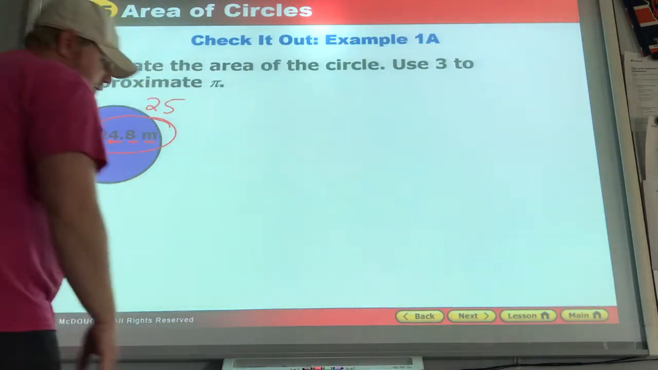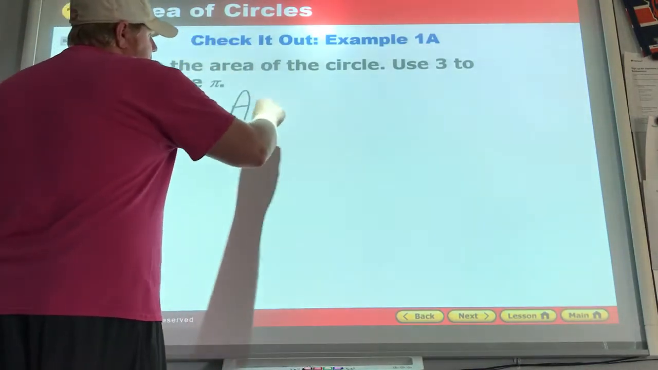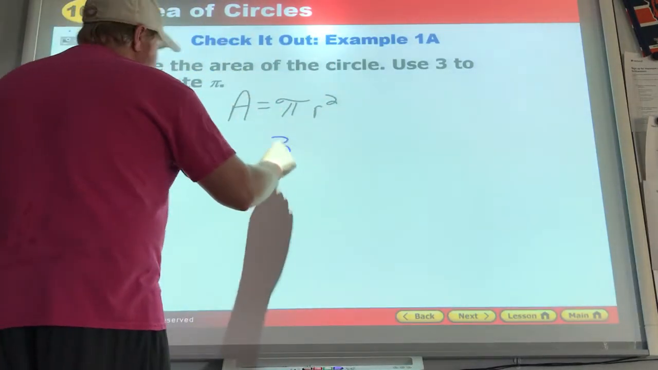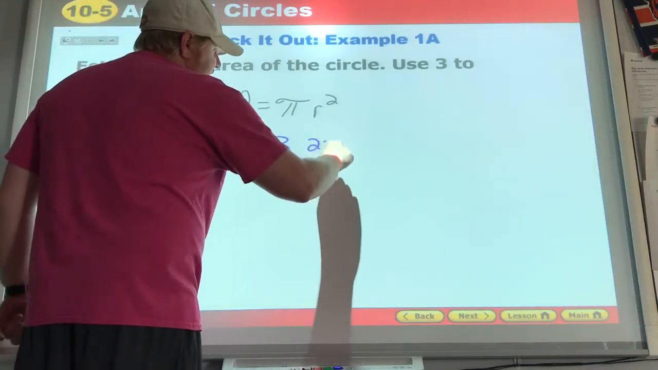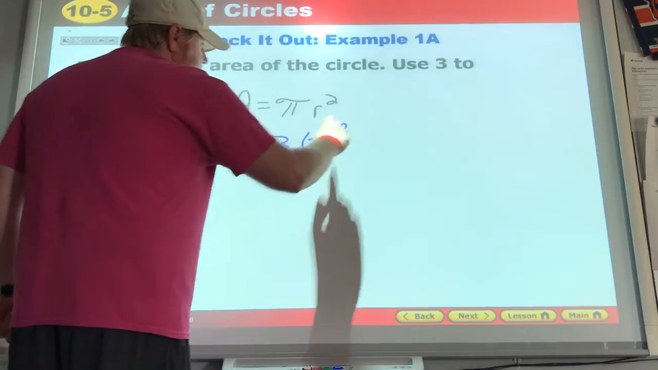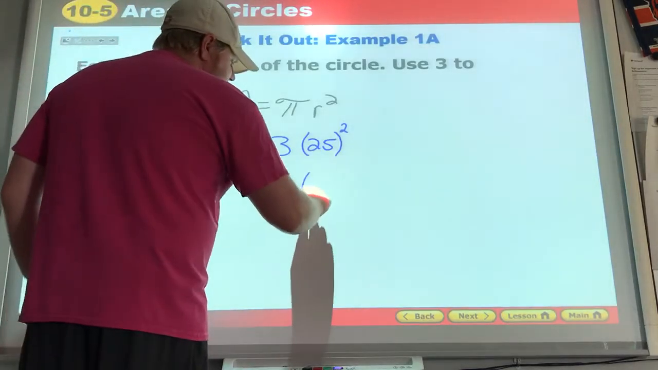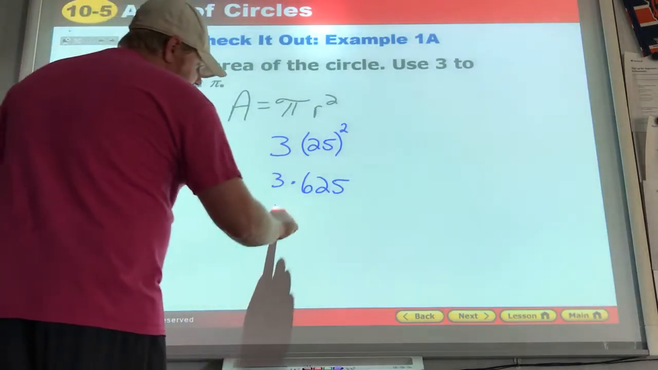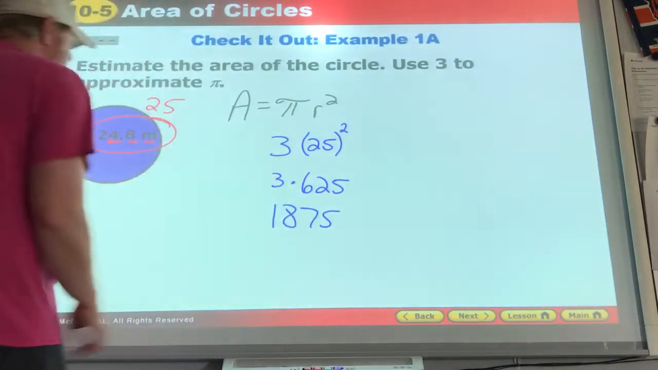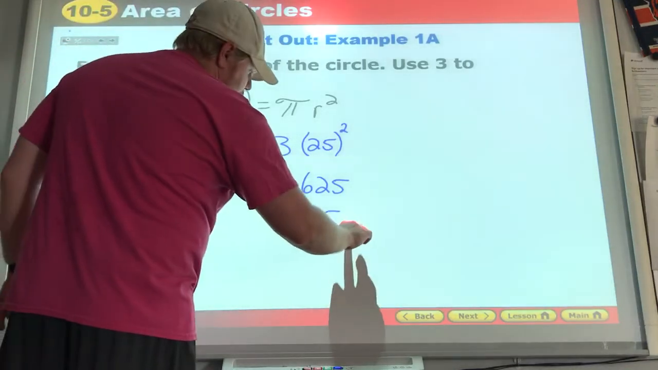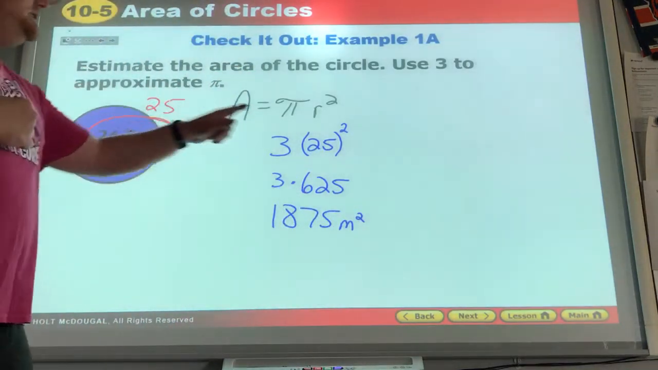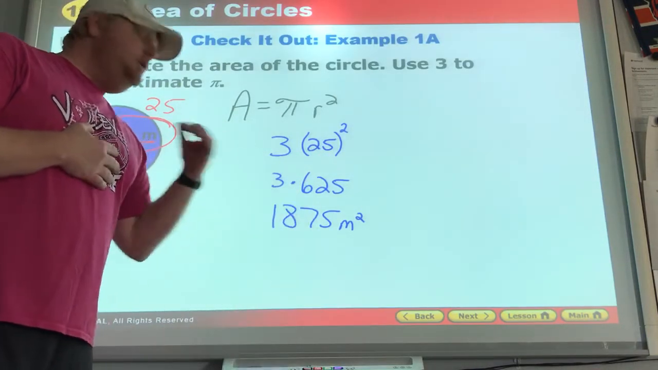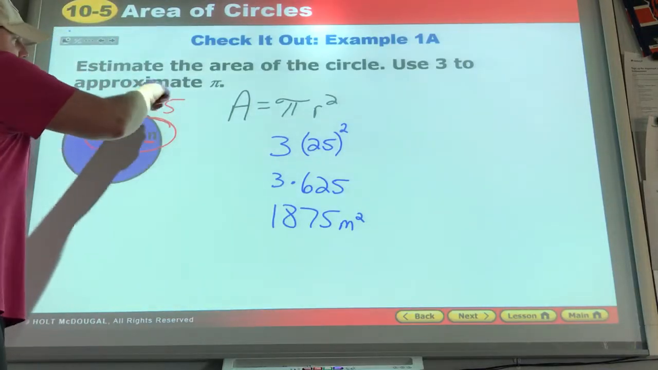All right, they still want us to use 3. So we look at our formula. Area equals pi r squared. So for pi, they said, make that 3. Our radius, we changed that to 25. Okay? 25 times 25 is 625, I do believe. Then I've got to just take that times 3. So I would get 1,875 when I do that. And it would be meters squared. Must do the exponent first, order of operations. Then we multiply. Then we get our answer. We plug the right thing in, and we do that.